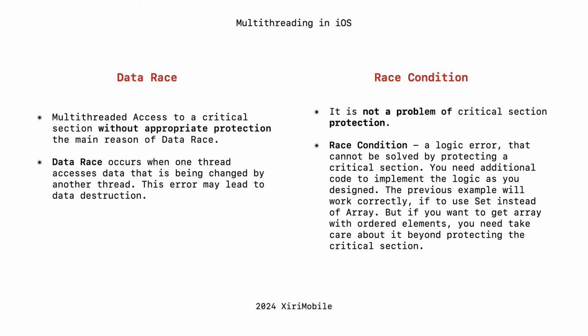A race condition is not a problem of critical section protection. A race condition is a logic error that cannot be solved by protecting a critical section. For example, if in the previous example we need to get an array with ordered elements, we need to take care of it beyond protecting the critical section.